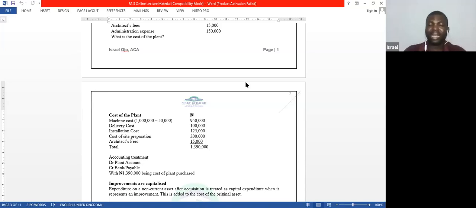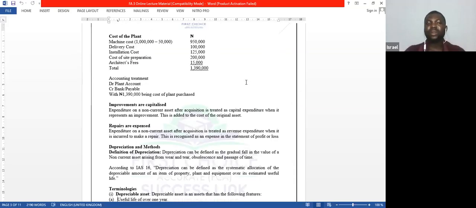Then another one that we know is the revenue expenditure. Revenue expenditures are the cost of repairs that are being done on the non-current asset. Revenue expenditures are to be expensed, which means that they are taken to the profit or loss account. They are not expected to be taken to the non-current asset account.